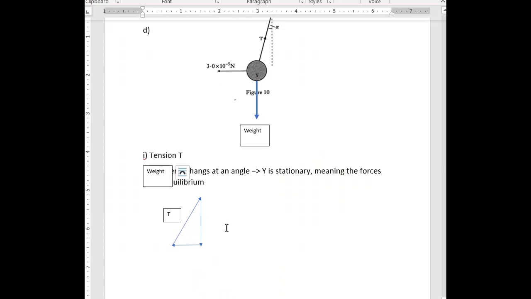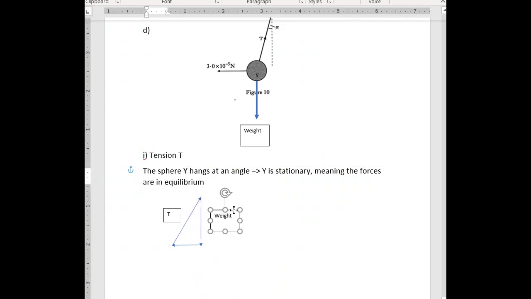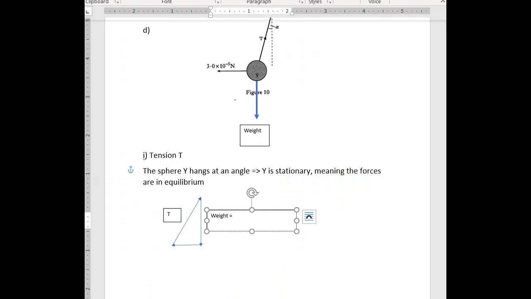This is T, this is weight, which is equal to mg. Mass of the sphere is 2.5 times 10 to the power of minus 5. G is 9.8. This is equal to 2.45 times 10 to the power of minus 4 Newton.